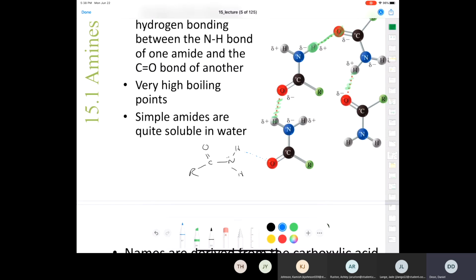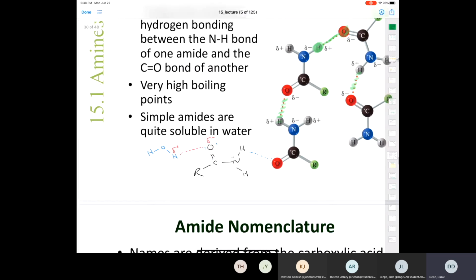Let me draw a water molecule. Why couldn't this happen? This is a polar bond. So there's no reason why I can't have hydrogen bonding between the hydrogen on my water and this oxygen. This is delta plus, this is delta minus. So amides are really interesting in that they can hydrogen bond in a pure sample, and they can hydrogen bond with water, even though they have quite high boiling points.